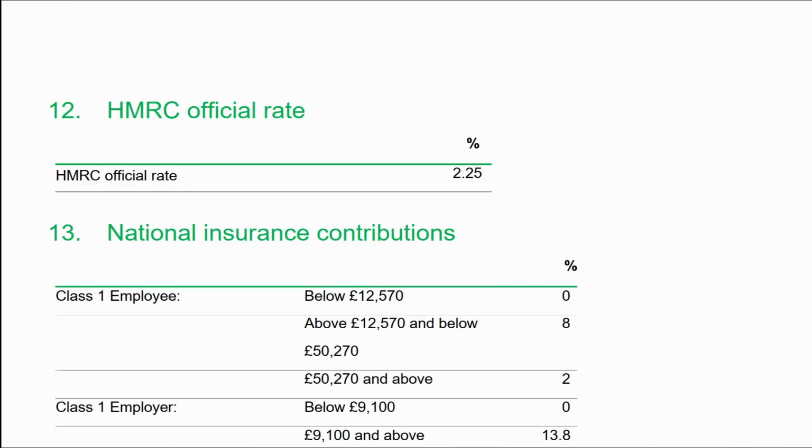So section 12 of the reference materials gives us the HMRC official rate of 2.25%. So if she pays at least 2.25% interest on this loan, then there will be no taxable benefit.